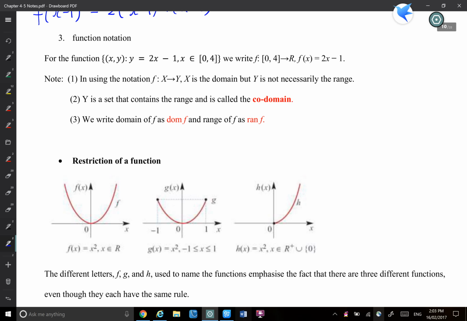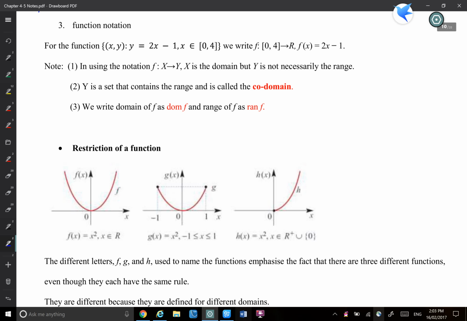Next one is function notation. Function notation is very, very important. We use that all the time in year 11, year 12. Always asking you, so what is function notation? Function notation is a specific way of writing notations. Let's have a look at this.